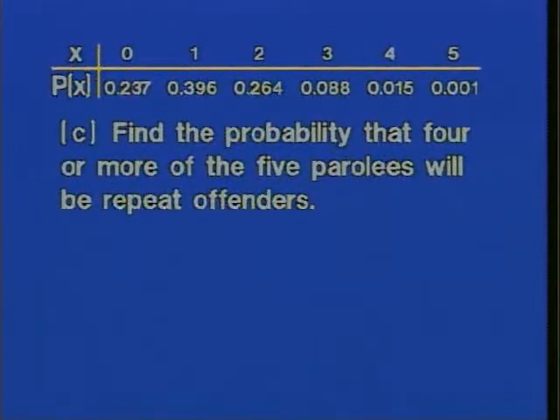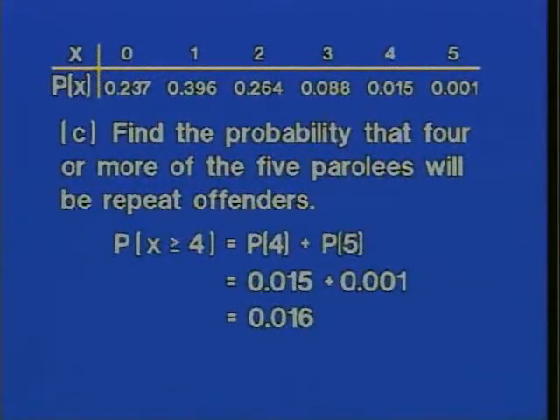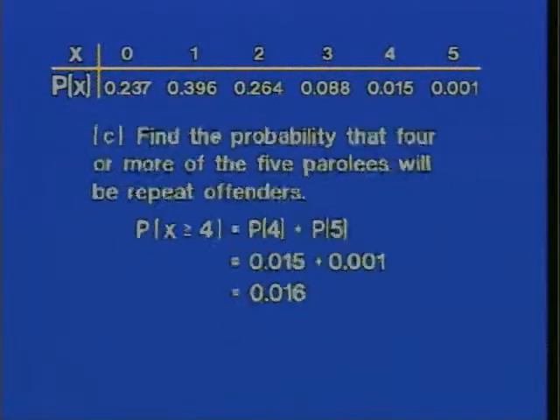C says find the probability that 4 or more of the 5 parolees will be repeat offenders. So we're finding the probability that 4 or 5 will be repeat offenders, and we find the value by adding the probability that x equals 4 plus the probability that x equals 5. And we find that that probability is fairly low. It's 0.016.